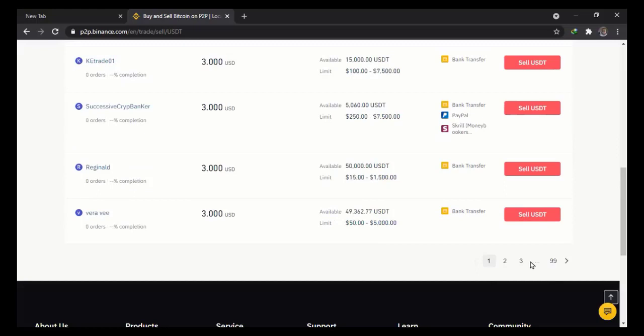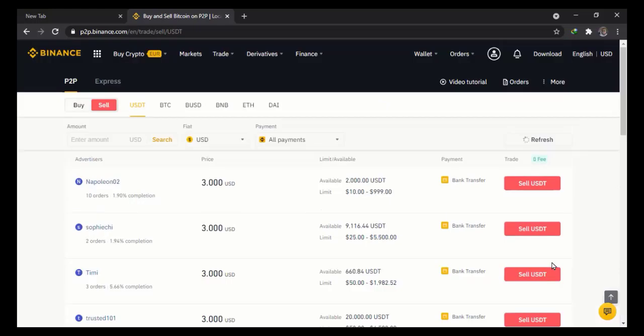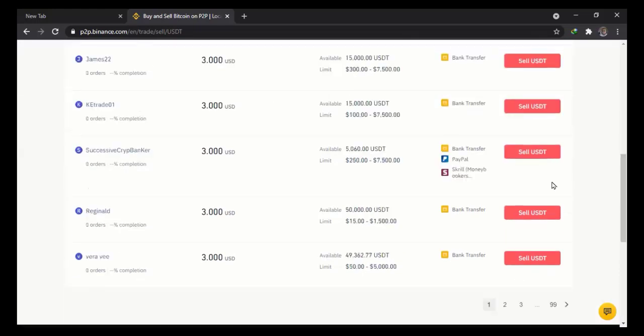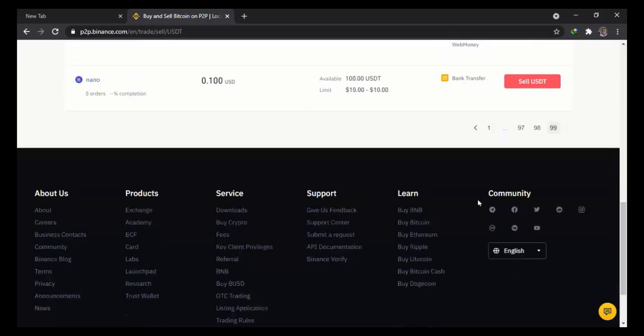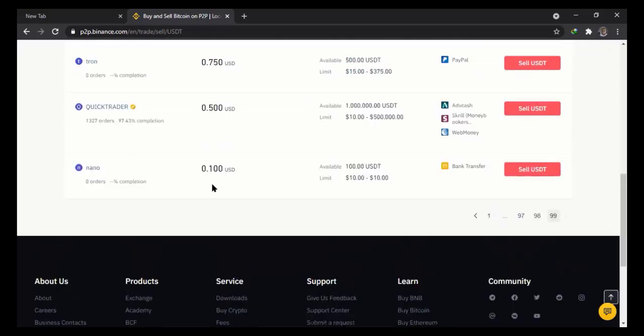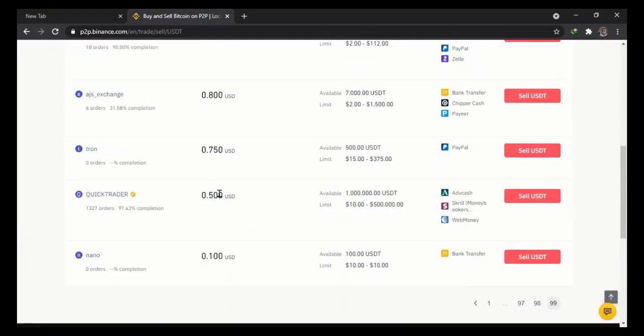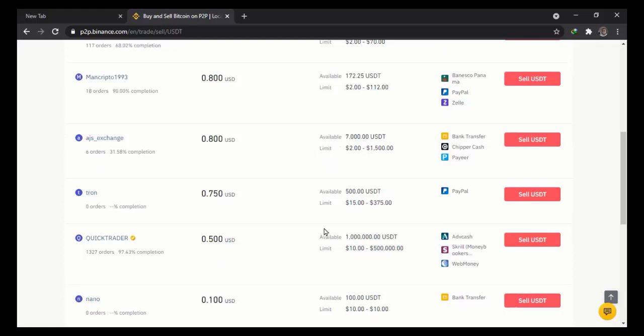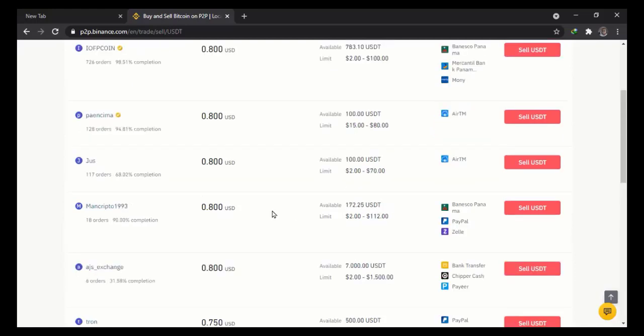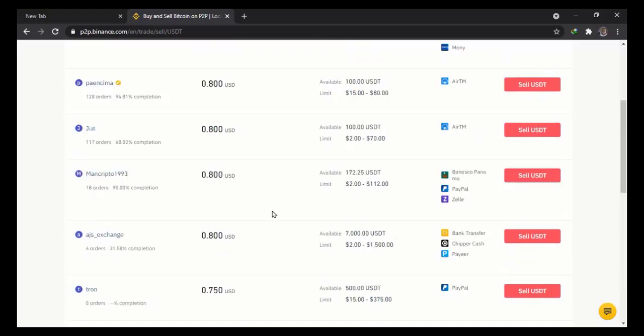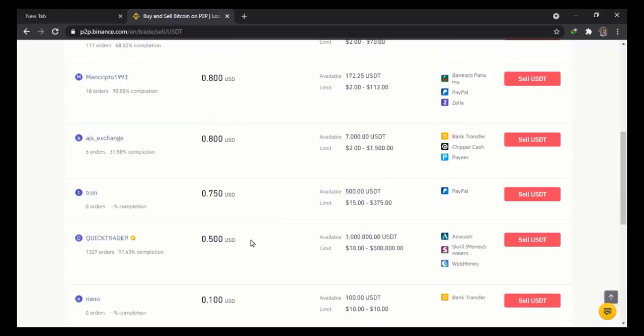Then the lowest price people are buying USDT at is some are buying USDT at 10 cents to $1. And here some are buying at 50 cents to $1. Some are buying 75 cents to $1. The reason for this is because some of these payment platforms, it's really cumbersome to transact. You see this guy here who's buying at 50 cents to $1.